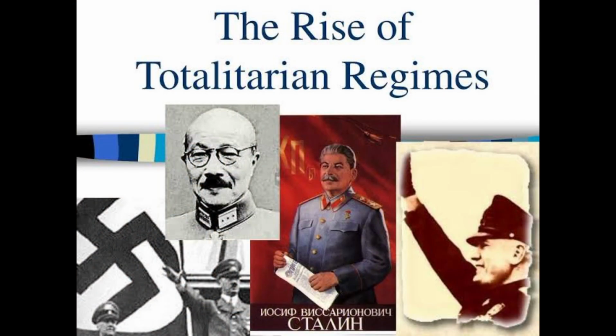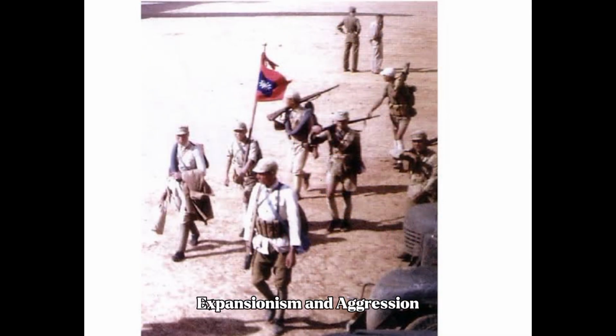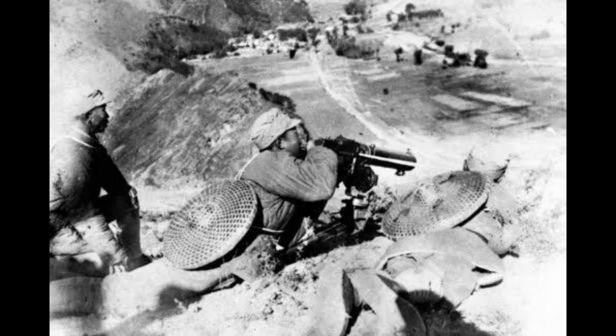Rise of totalitarian regimes. Adolf Hitler in Germany, Benito Mussolini in Italy, and militaries in Japan pursued expansionist policies. Expansionism and aggression. Japan invaded Manchuria in 1931 and China in 1937, while Italy invaded Ethiopia in 1935 and Germany annexed Austria in 1938 and Czechoslovakia in 1939.